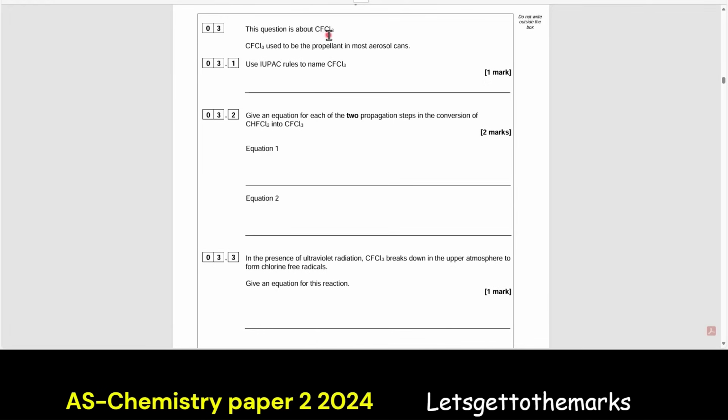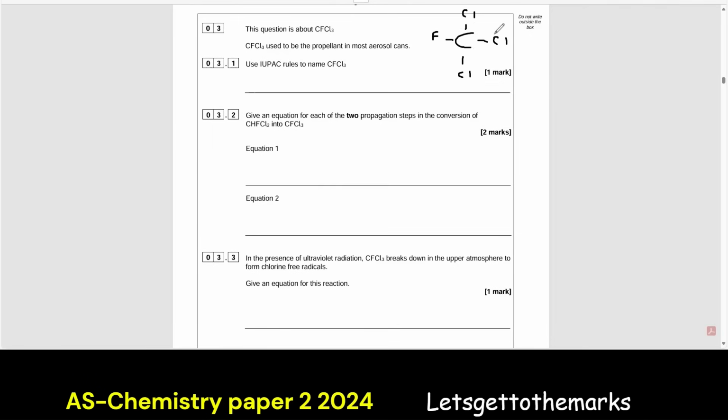This question is about CFCl3. CFCl3 used to be the propellant in most aerosol cans, probably up to the 1980s. Use the IUPAC rules to name CFCl3. So let's get into that. It's a carbon. It's got an F attached and it's got 3 chlorines attached like so.